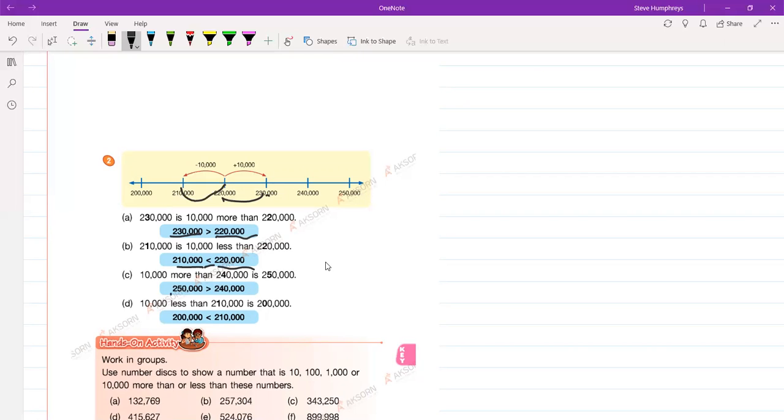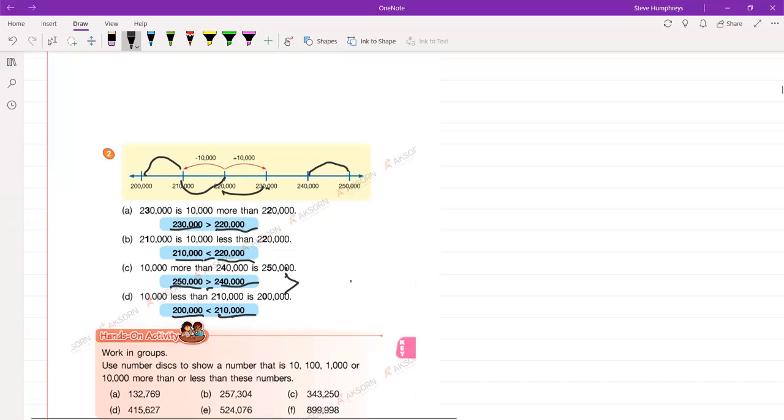C, 250,000 is greater than 240,000. You use the greater than symbol. And 200,000 is less than 210,000. Okay, moving on.